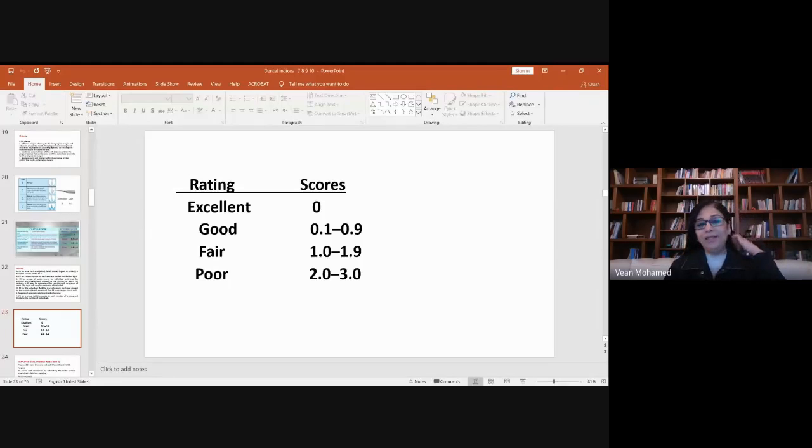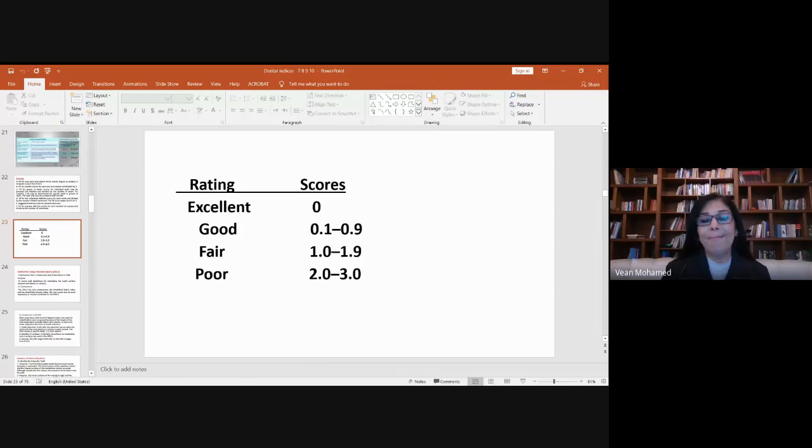The rating again is the same as the previous slide. Excellent for 0, good for 0.1 to 0.9, fair from 1 to 1.9, and poor oral hygiene from 2 to 3. That's all about plaque index. Do you get it?